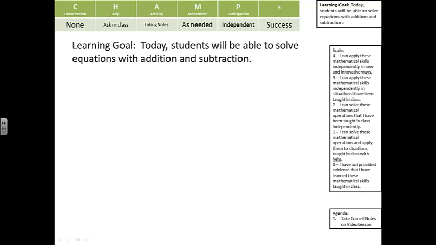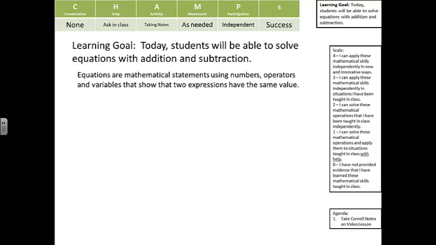Okay, we're ready to begin our next learning goal. Today, students will be able to solve equations with addition and subtraction. So we have a new concept here, the concept of an equation.